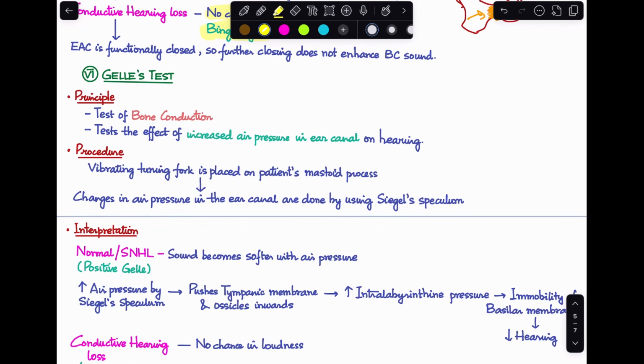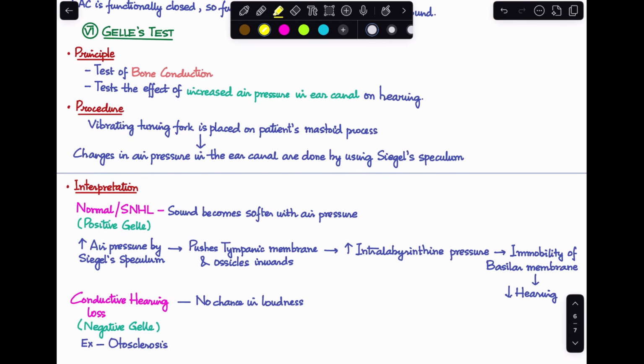And last of all, we have the Gelle's test. Gelle's test is very similar to Bing's test. The only difference is how we do it. Gelle's test is also a test of bone conduction, but here we test the effect of increased air pressure in the ear canal on hearing. The method is almost the same. We place the vibrating tuning fork on the patient's mastoid, and then we change the air pressure in the ear canal. Here we do this by using the Siegel's speculum.